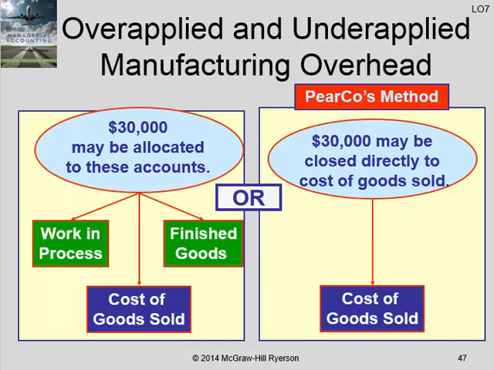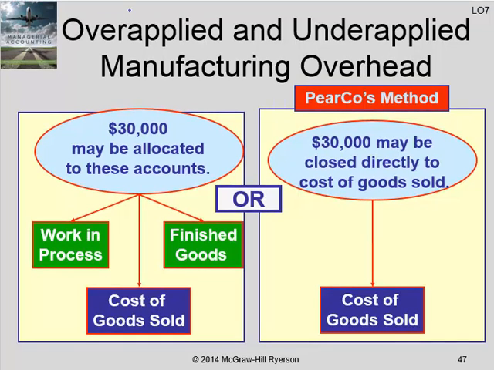Well, you can do it a number of different ways. The simplest way of getting rid of this excess cost, and it could be underapplied too, in which case it's not enough cost, the simplest way is to just do a journal entry and dump it all into cost of goods sold. So this is the simple way. But it's not the best way. It only is accurate if you sold everything that you've produced in the period.